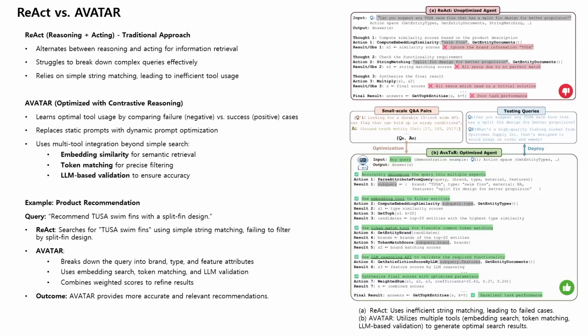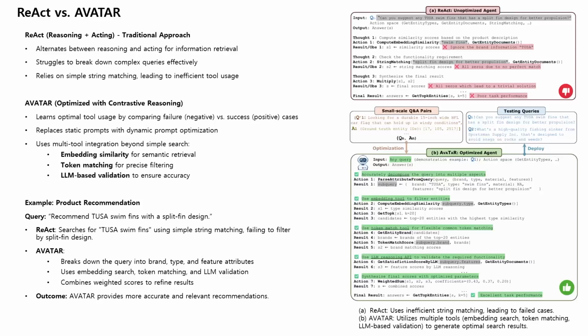To illustrate the difference, let's consider a product recommendation task. Imagine a user asks, "Can you recommend a Tusa swim fin with a split fin design?" A ReAct-based agent would likely perform a basic string search for Tusa swim fins and return a result without checking if they actually have a split fin design.